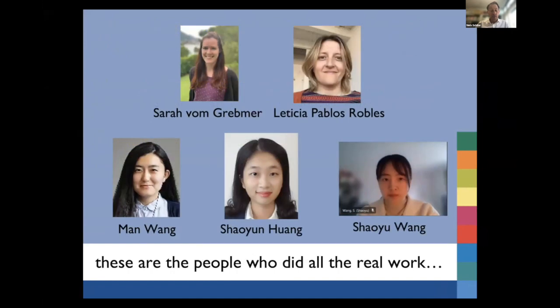So these are the people who actually did all the experiments, Sarah von Grebner and Leticia Pablos for the first study that I presented, and then Man Wang and Xiaoyu Wang for the classifier studies.